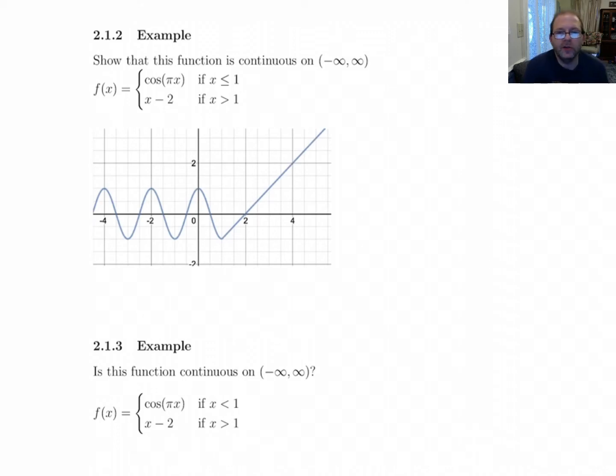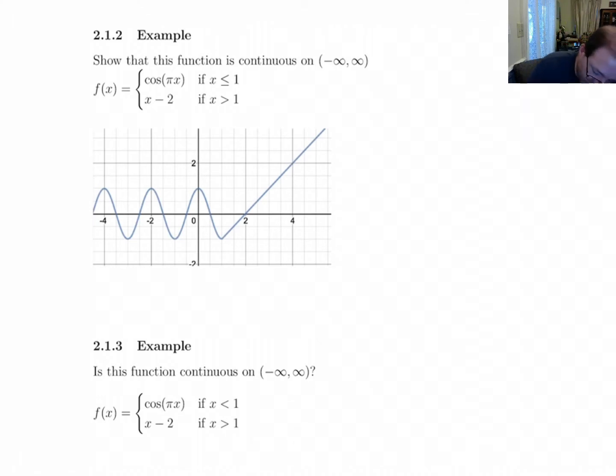All right, I want to continue doing some examples on continuity. The first thing I want to look at is this graph that's made up of a cosine function and a line. And what we want to do is show that this function is continuous on minus infinity to infinity. Well, we don't have to do anything except at one place. Cosine, we know cosine is continuous, and we know that a line is continuous. All we really have to do on this is make sure that these two functions match up.